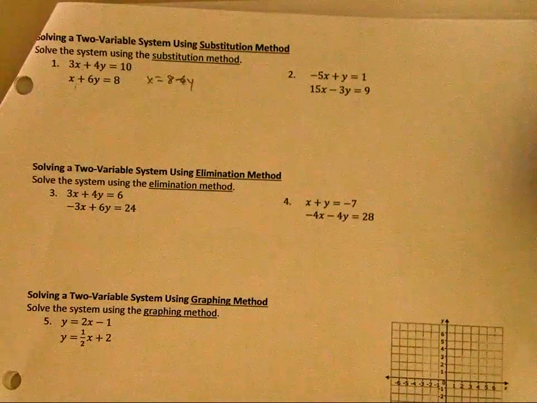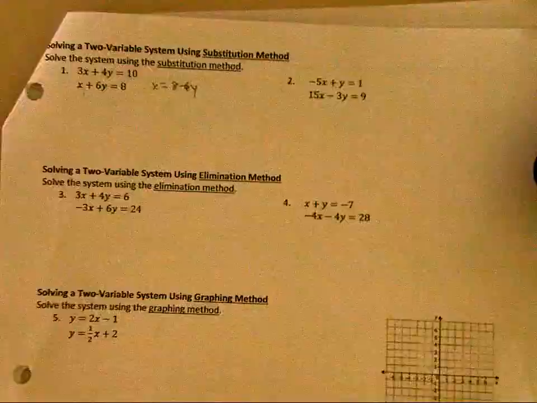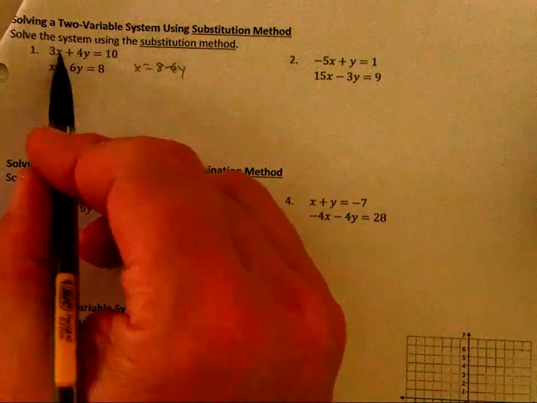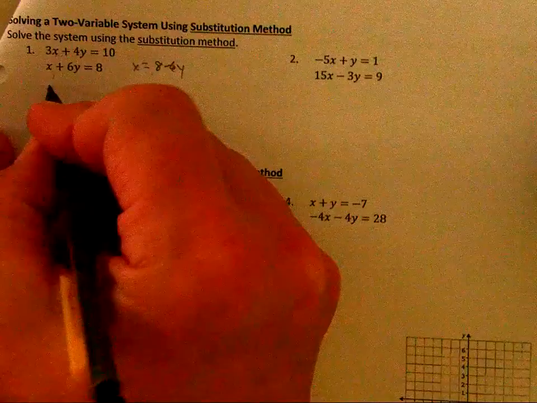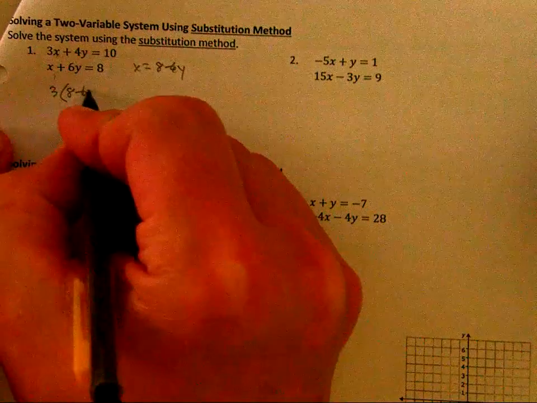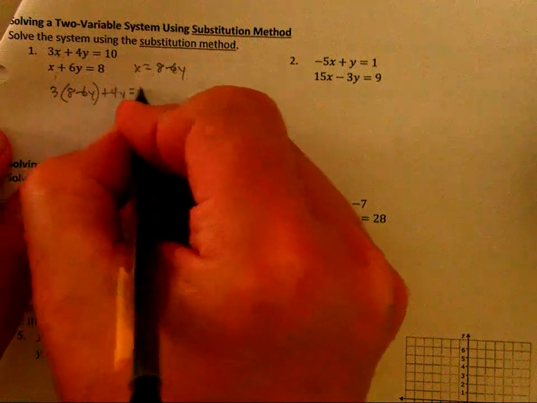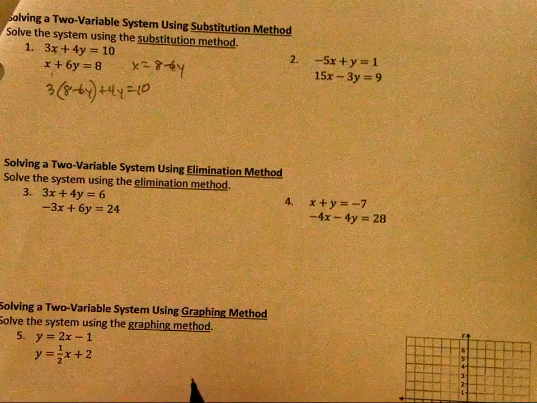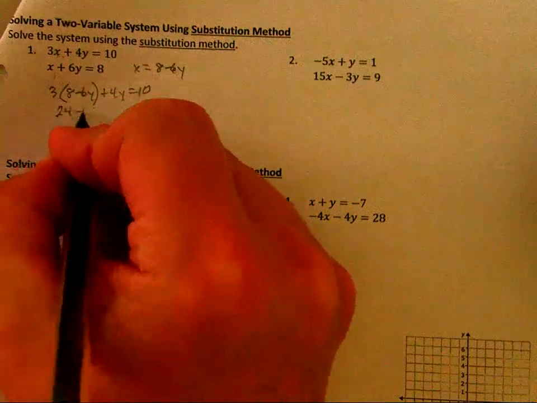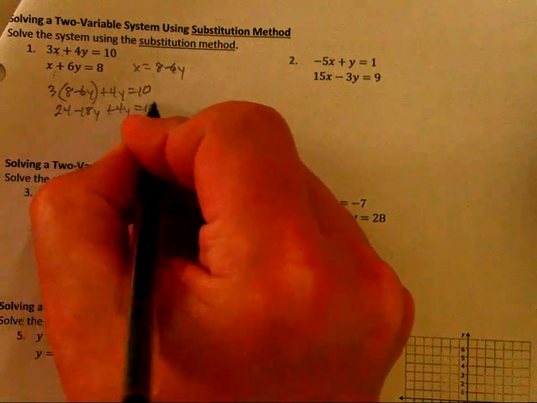Now we're going to take that and plug it into the other equation. So in that first equation, wherever there's an x, so right here, we're going to put that in its place. So we're going to have 3 times all of that, 8 minus 6y, plus 4y equals 10. Now, we need to distribute this. So 24 minus 18y plus 4y equals 10.